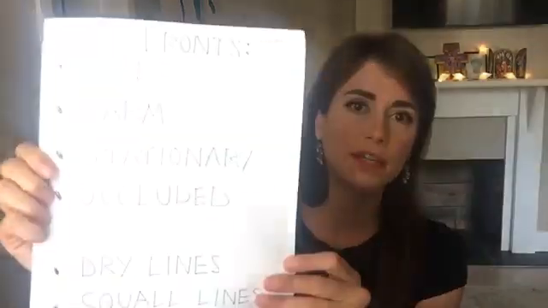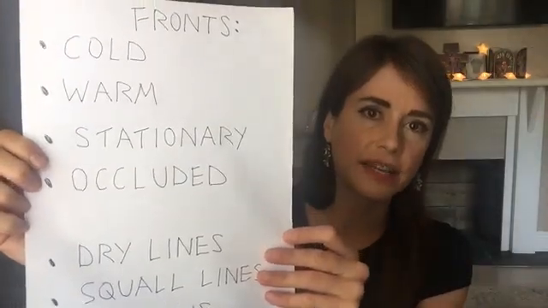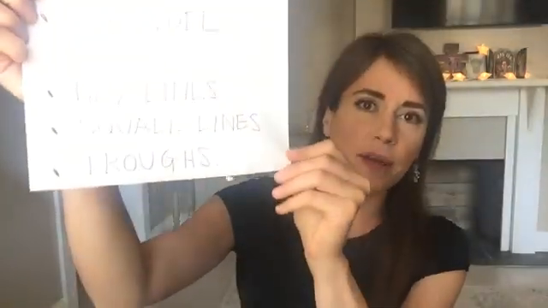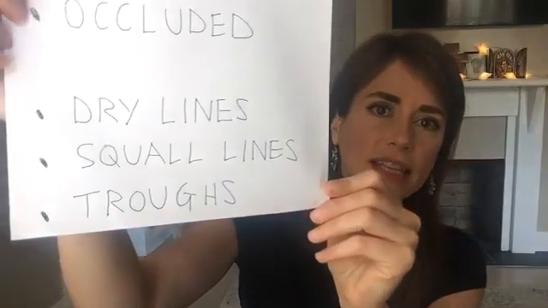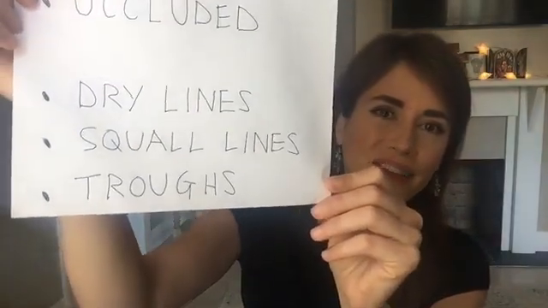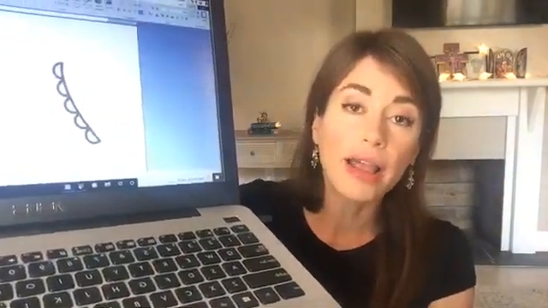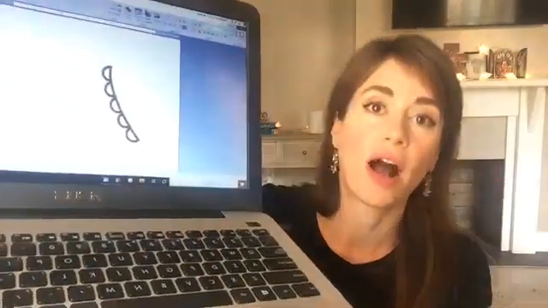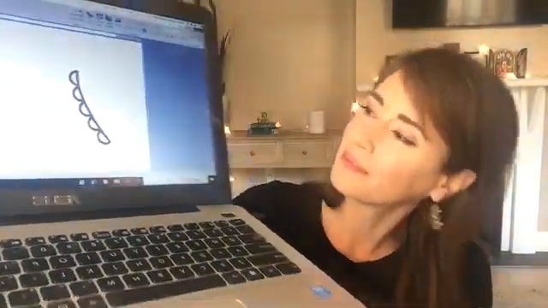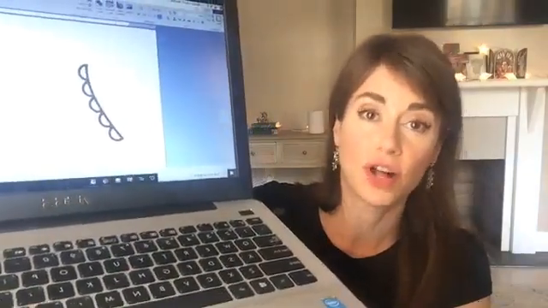Okay, so those are the main fronts that we talked about. We've talked about cold, warm, stationary, and occluded. Now we're going to talk about these three extras. Can you see that? Dry lines, squall lines, and troughs. So a dry line is the same idea as a cold front or warm front, except it's really just dividing two dry or less dry air masses, or two air masses with different moisture contents.